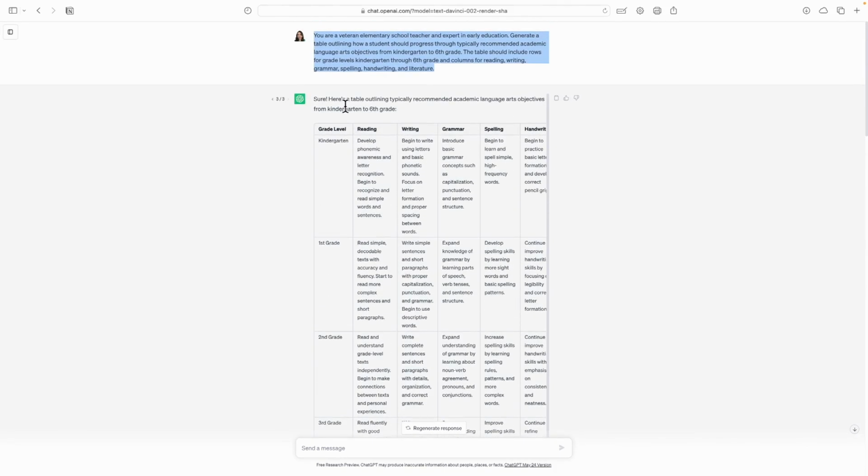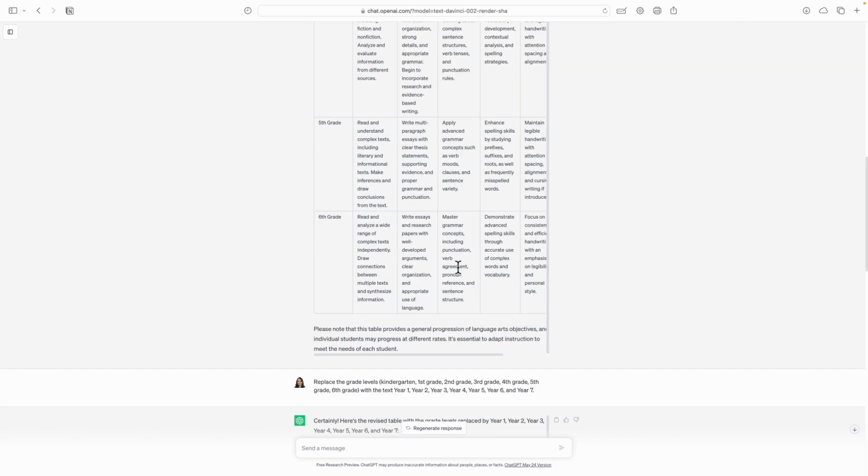Notice that the column contains kindergarten, 1st grade, 2nd grade, which is what I asked for. But since, as I said, these grade levels are a construct, I didn't want to get bogged down in what grade someone should be doing something. And so because of that, I thought, well, let me just replace this grade level text with year 1, year 2, year 3. So that's what I said.